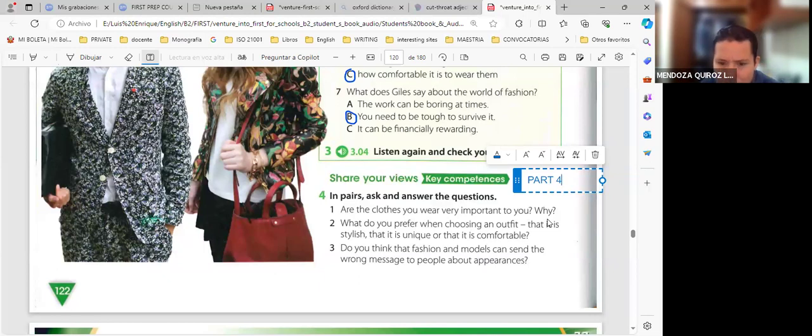Yeah, so I'm going to give you a couple of minutes and then I want to listen to you. We're going to have a short discussion on this. Question number 2 is, what do you prefer when choosing an outfit? That it is stylish, unique, or comfortable? Always try to explain. Number 3, do you think that fashion and models can send the wrong message to people about appearances? If you say so, why? If you say no, why not?